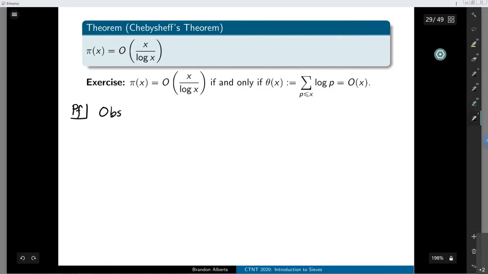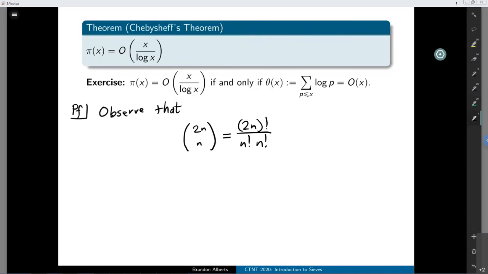Well, it starts with a very clever observation by Chebyshev that you can use binomial coefficients to sort of pull out a sequence of consecutive prime numbers. So let's look at the binomial coefficient 2n choose n. In case you don't remember the definition, that's 2n factorial divided by n factorial times n factorial.